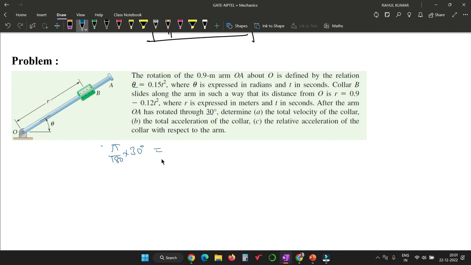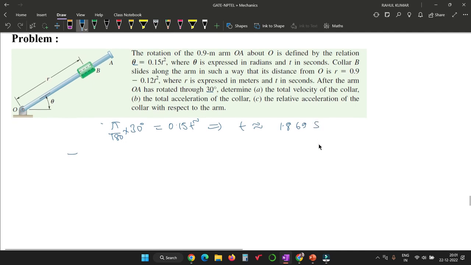So when you put this here, what is it now? So this is 0.15 t square, and you'll get t approximately 1.869 seconds.